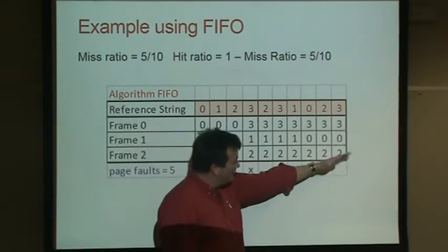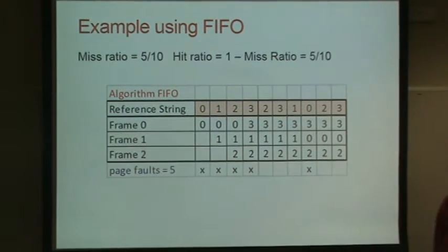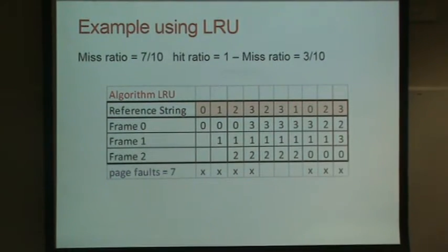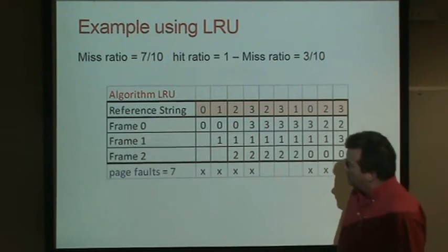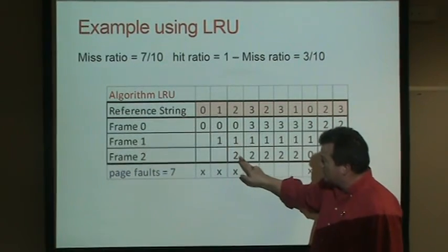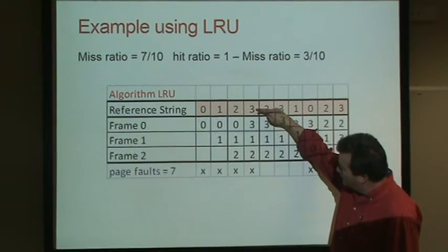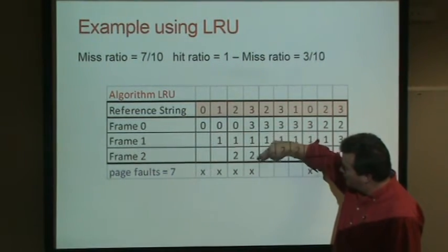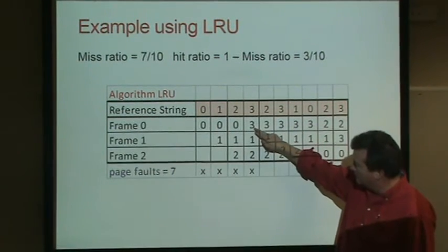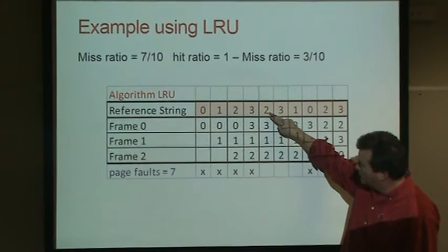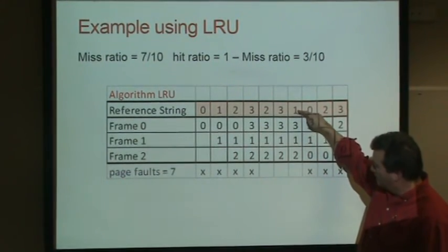And the rest of the references are in memory. So if we happen to do the same string using a different algorithm, the least recently used, page 0 comes in, 1 comes in, 2 comes in, 3 page faults. Now 3 needs to come in. So we put that on top of 0, because that's the one that hasn't been used the least recently. Now we reference 2, we reference 3 again, we reference 1.